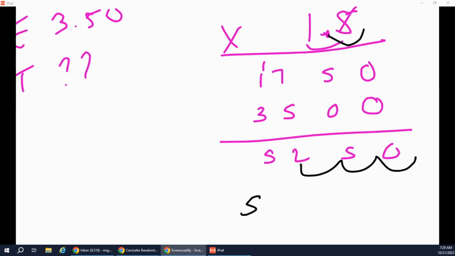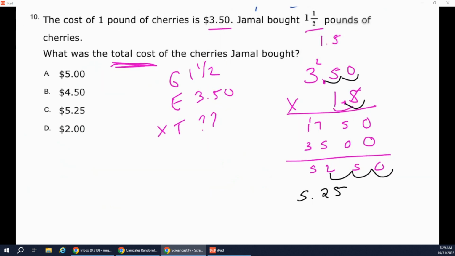And so $5.25 is the answer for the total cost.